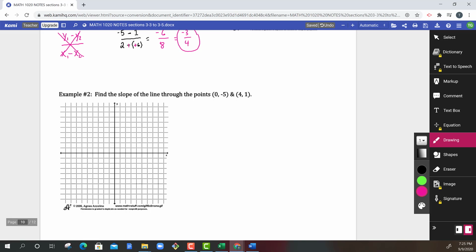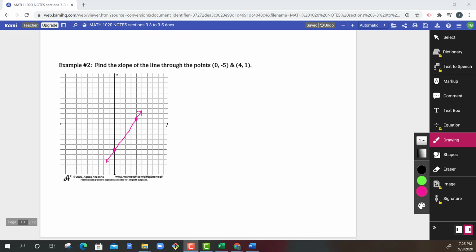I would encourage you to pause the video and try this example. So again, I'm going to do this graphically first. And again, the thing you should notice, this graph is going uphill from left to right. So that means the slope here is going to be a positive number.